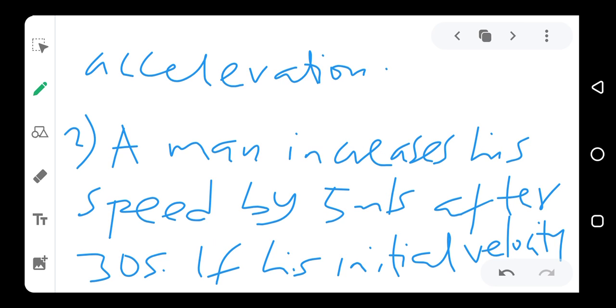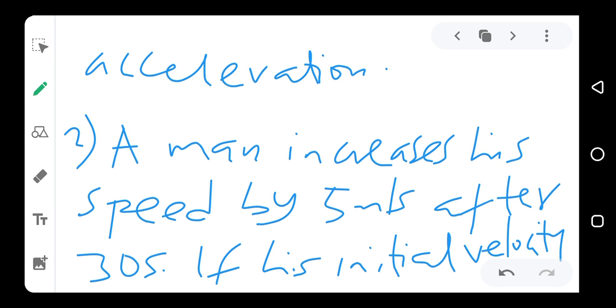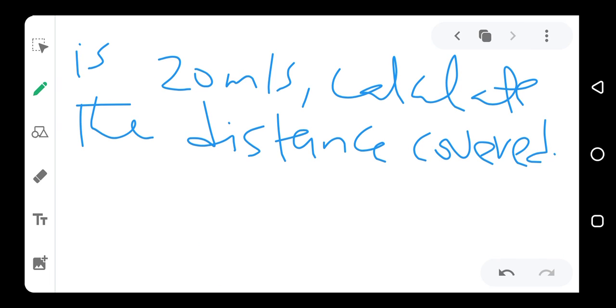Then 2, a man increases his speed by 5 meter per second after 30 seconds. If his initial velocity is 20 meter per second, calculate the distance covered. Now look at this question. A man increases his speed by 5 meter per second after 30 seconds. That means he added 5 meter per second to the initial velocity he was traveling with. He was traveling with 20 meter per second, and now he added 5 meter per second to it.